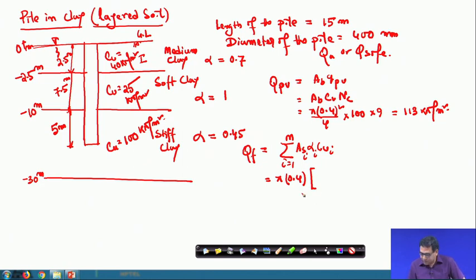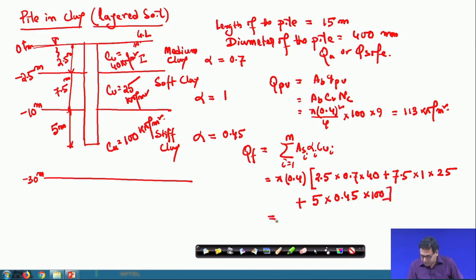So, first layer the L value is 2.5 meter, where first layer alpha is 0.7 and Cu is 40 kilonewton per meter square. For the second layer, the length is 7.5 meter, alpha value is 1 and Cu value is 25. For the third layer, length is 5 meter, then alpha value is 0.45 and Cu value is 100. So, the total Qf is coming out to be 606 kilonewton.